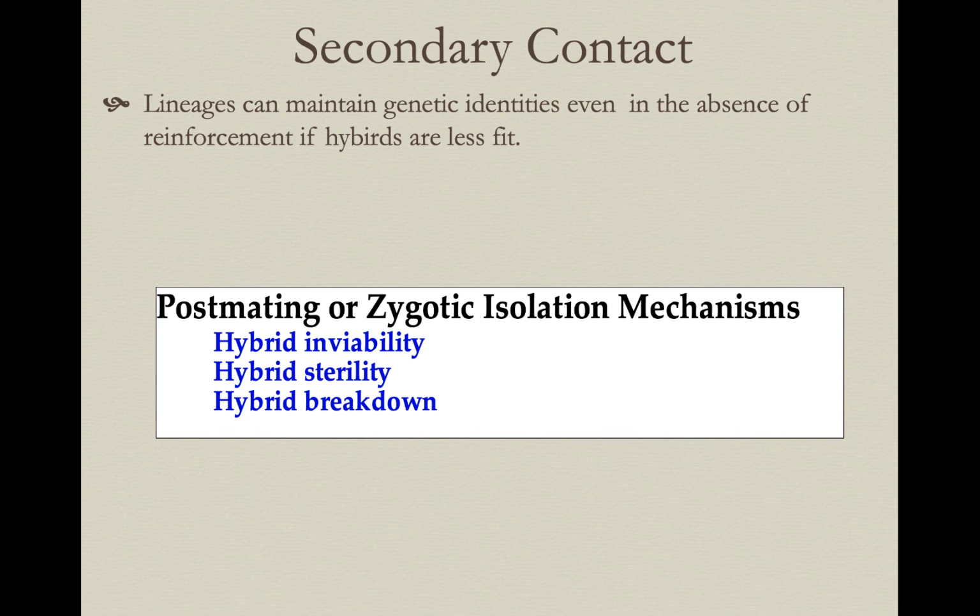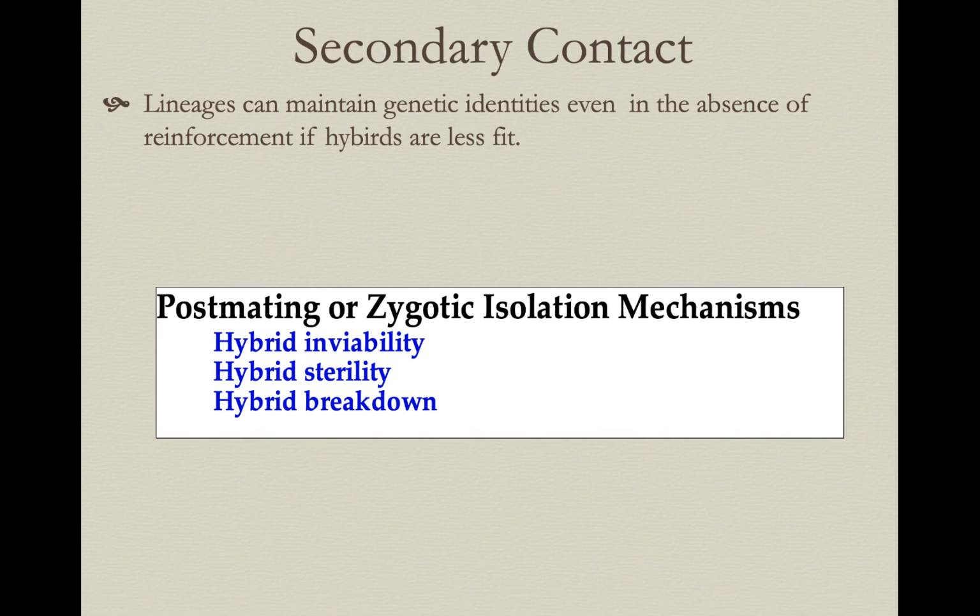Or if the hybrids are sterile, they may exist for a period of time, but if they can't transmit their genes from one species to the other, again, you're going to maintain that genetic distinction. Hybrid breakdown is where you may get a little bit of gene flow in one generation, but the next generation fails. That would also maintain some genetic distinctions.